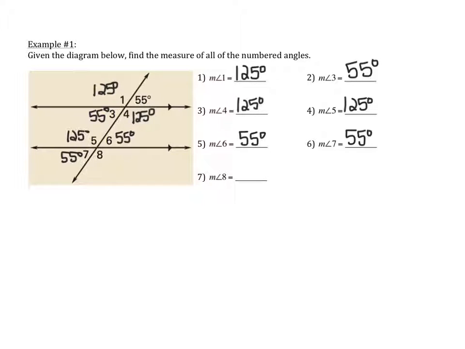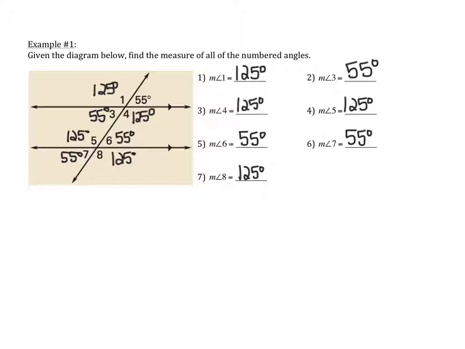And number 7, the measure of angle 8. We have lots of different ways we can figure out the measure of angle 8. First off, we know that it is a corresponding angle with angle 4, so it would be 125 degrees. It's also a vertical angle with angle 5, so it would be 125 degrees since vertical angles are equal. It is also linear pairs with angle 6 and angle 7, so we would take 180 minus 55 and still get 125. And there you have it.